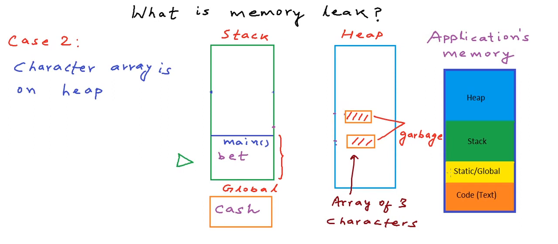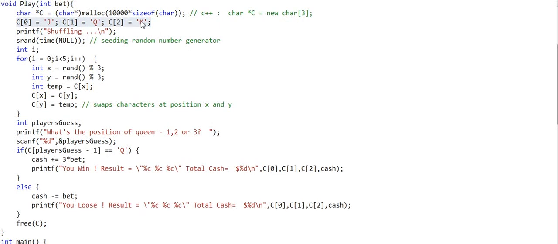In this example, we were creating an array of 3 characters on the heap. What if we were creating an array of 10,000 characters and not freeing the memory after we were done using it? At the end of the function, the memory consumption would have shot up like anything. Coming back to my code here, I have created a character array of size 10,000. My logic would not change. I'll just use the first 3 positions in the array. I'm just trying to show you something, and at the end of this function, when we are done using this array on the heap, we are making a call to the free function, passing it the address of this memory block, this array C.